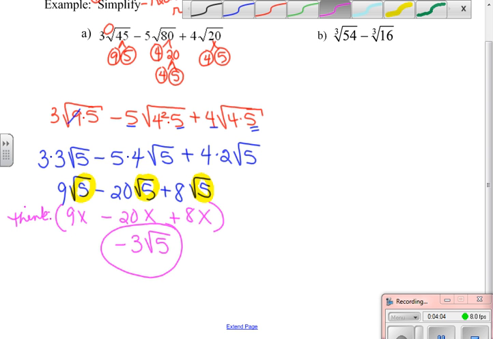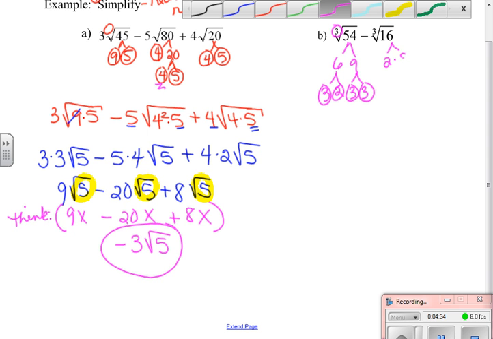Cube rooting works exactly the same way, except instead of looking for perfect squares, we're looking for perfect cubes. So 54, I'm not going to worry about the cube thing. I know the factors of 54 are 6 and 9. I know that's 3 and 2. And I know that's 3 and 3. If you're unsure about the perfect cube, the perfect fourth root, just factor it all the way down and rewrite it as powers, and then you will see your factors.